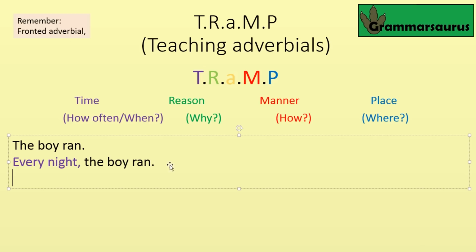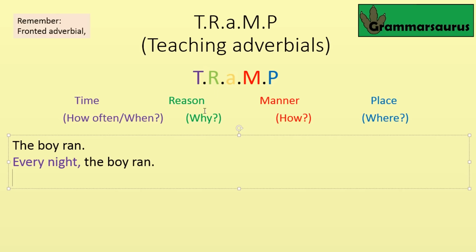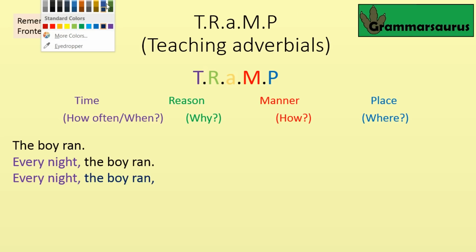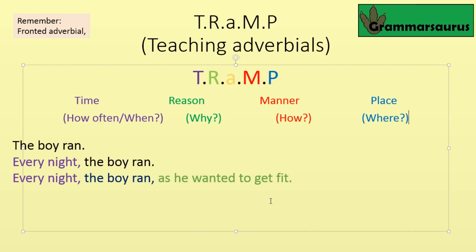Right, next, let's answer the question, why? Why did the boy run? So let's get our sentence back up. Every night the boy ran. Why did he run? Well, he ran as he wanted to get fit. Why else would we run? So, why did he run? As he wanted to get fit.